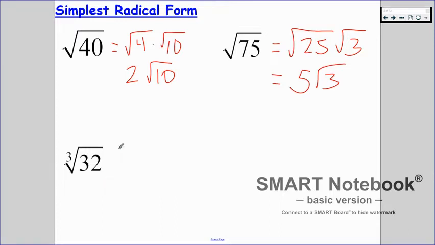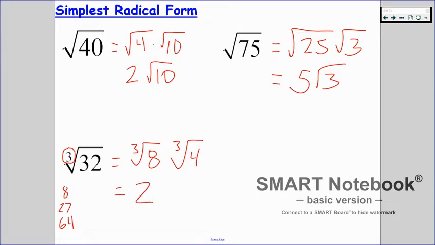A difference here on number 3 is that I want to now find a perfect cube that's a factor of 32. Some perfect cube numbers would be 1 cubed is obviously 1, 2 cubed is 8, 3 cubed is 27, and 4 cubed we're all the way past 32 already to 64. So this I would want to break up into the cube root of 8 times the cube root of 4. 8 times 4 is 32. And that would simplify: the cube root of 8 is exactly 2. The cube root of 4 I don't know, so that would stay as the cube root of 4.